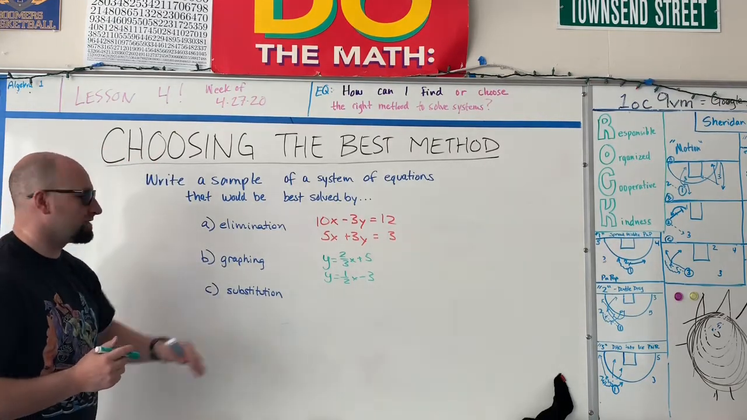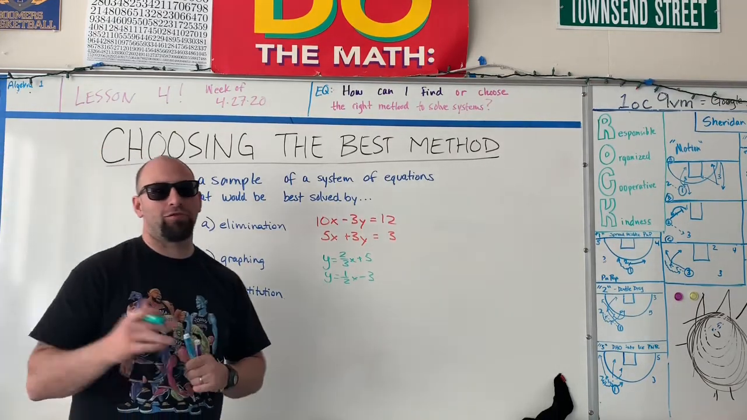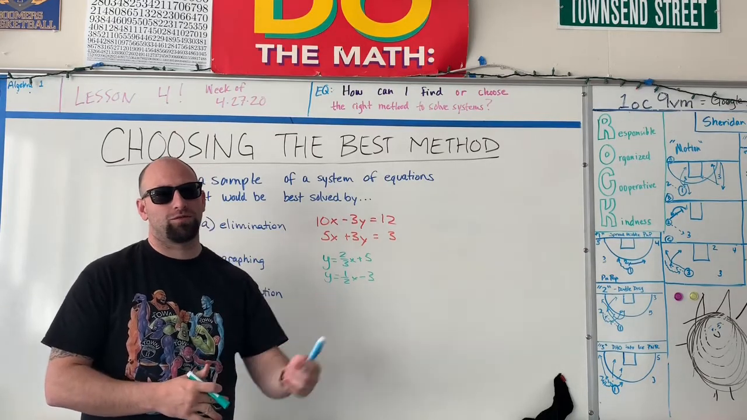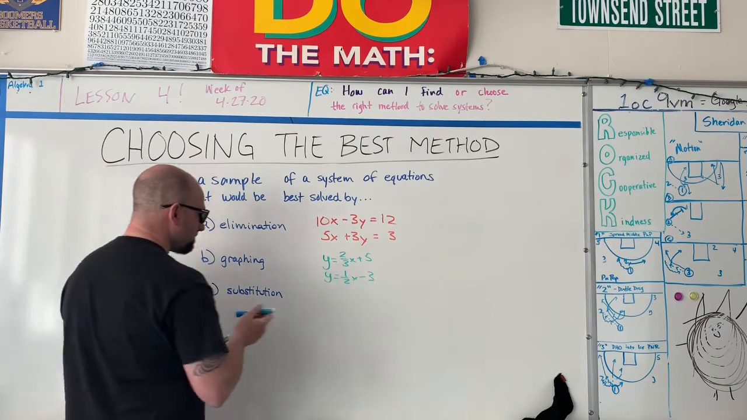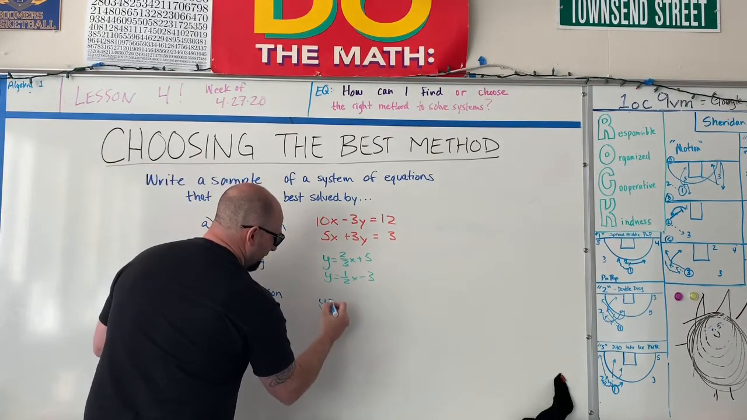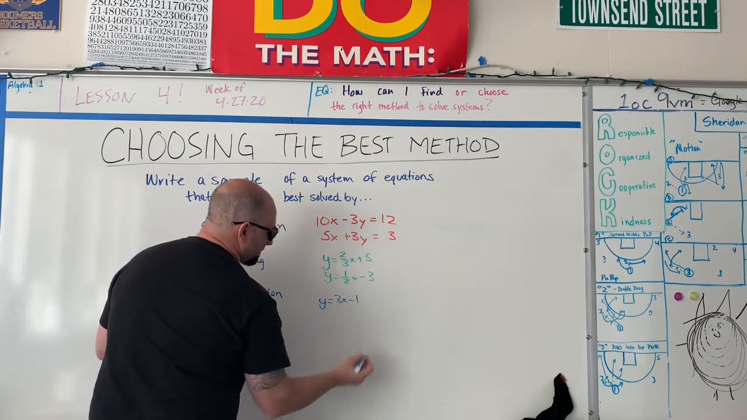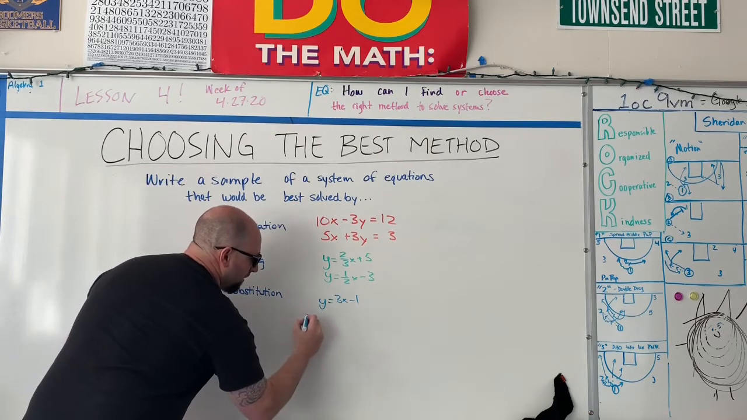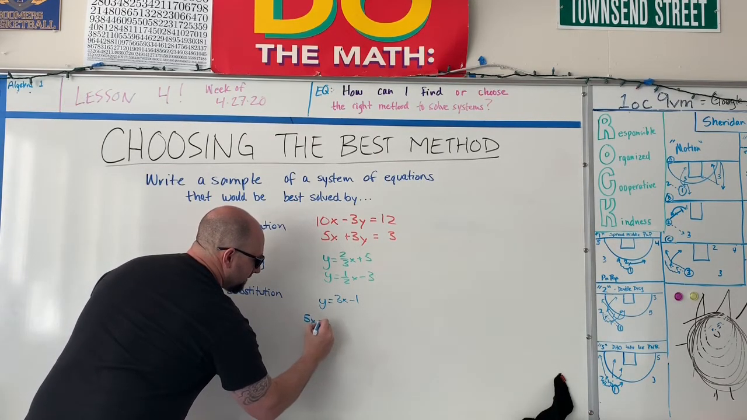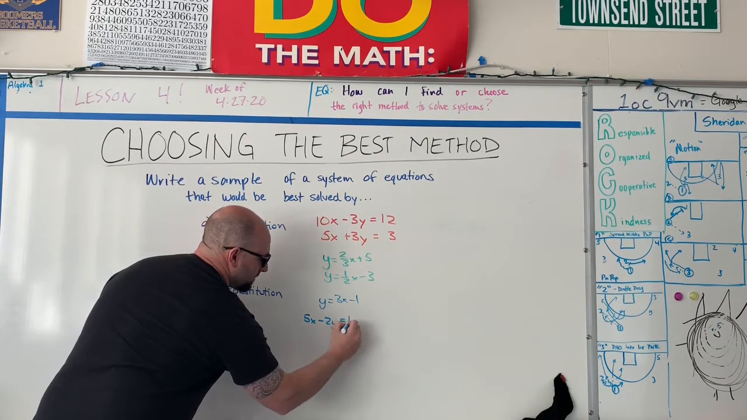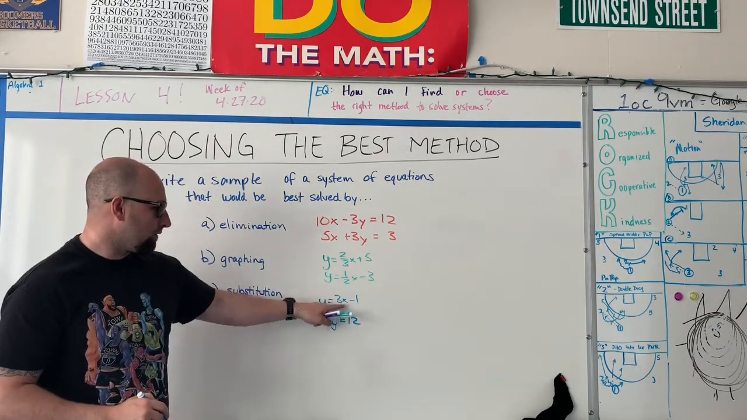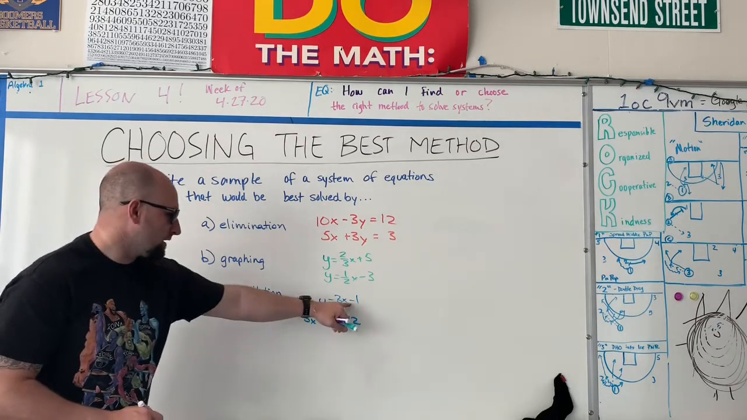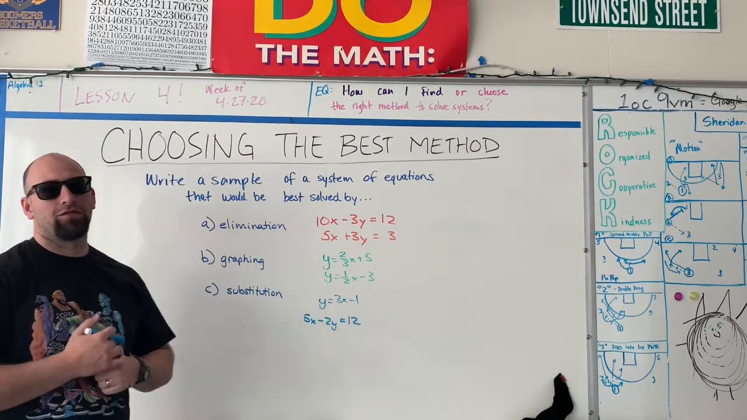Okay, and then the third one, substitution. This is where you'll probably have one in standard form and one in slope-intercept form, with the y isolated or the x isolated on one side. So let's go y equals 3x minus 1, and we'll go 5x minus 2y equals 12. Okay. So you've got your standard form, you've got your y equals 3x minus 1. You could easily plug that into y and then solve for x and y.